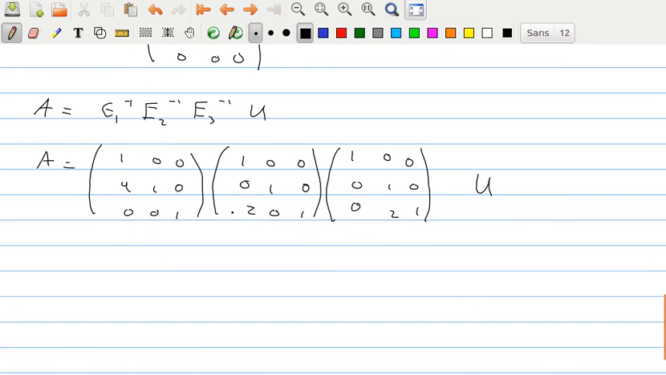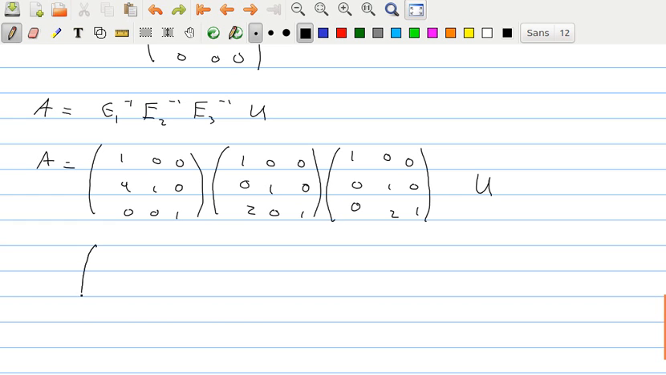So let's actually multiply these together. Now I see that this is a lower triangular matrix, this is a lower triangular matrix, and this is a lower triangular matrix. When you multiply two lower triangular matrices, you're guaranteed to get another lower triangular matrix. And the same goes with upper. So I know that this is going to work out. This will give us a lower. Let's actually go through and do this.